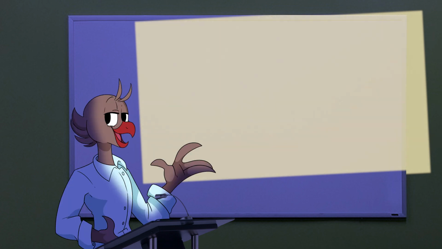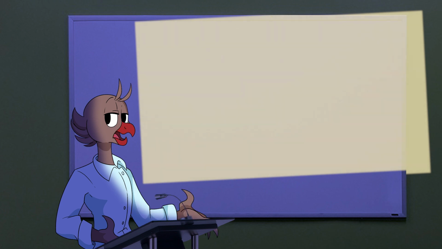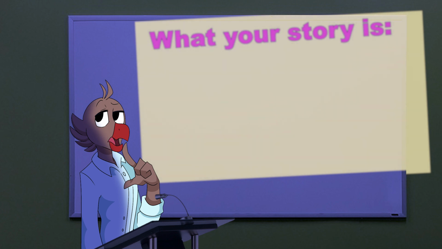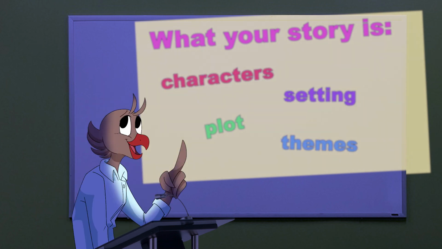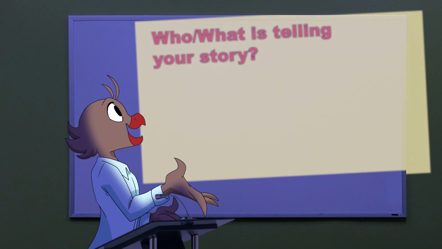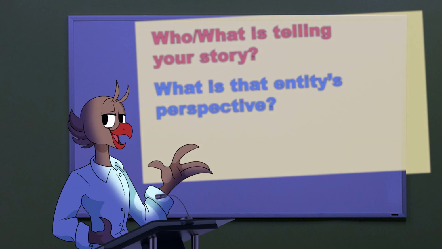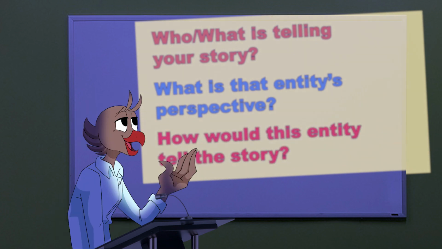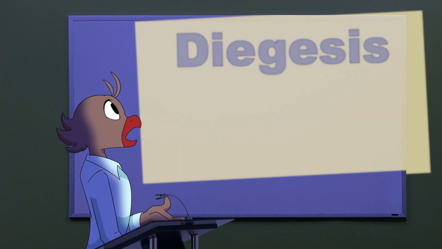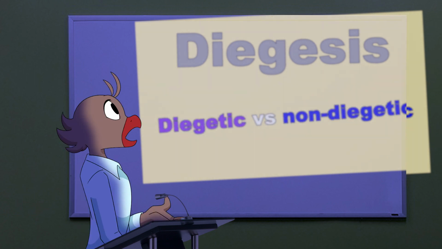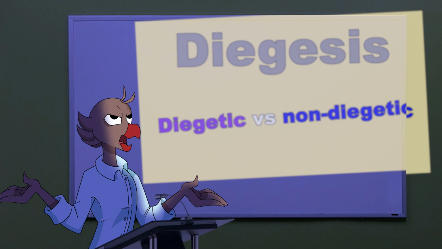If you're an aspiring writer, the first thing you're going to be thinking of while writing is what your story is, the characters, the setting, the plot, and so on. But also try to think about who or what is telling your story, what that person or entity's perspective is, and how they would tell the story because of it. These days, the definition of diegesis has shifted to be more about distinguishing what elements of a text are part of the story and what parts are purely presentational elements for the audience.